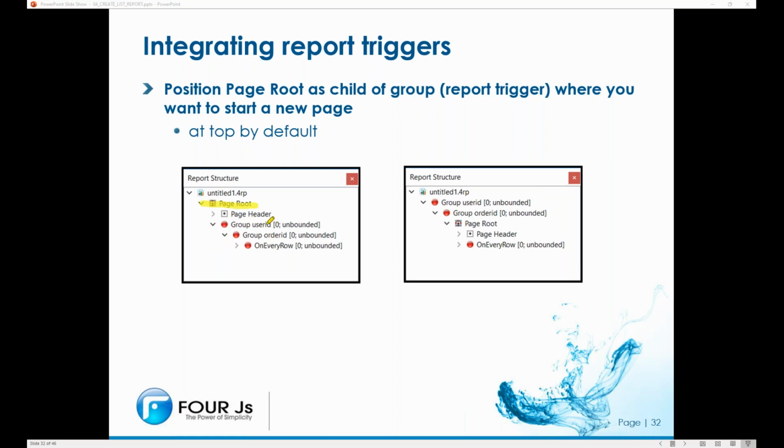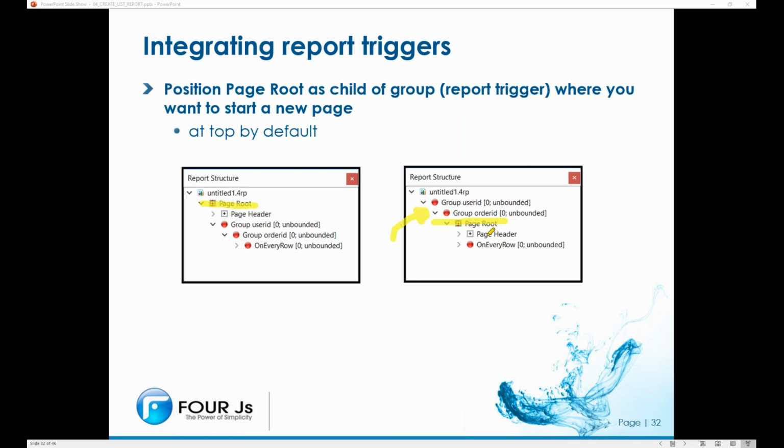Based upon the triggers, it's just going to print out every row, and we saw that the user ID changed and it didn't force a page break. The order ID changed, it didn't force a page break. If you wanted to force a page break between different orders, for example, you put that page route as a child of that order ID trigger. That's telling it, whenever the order ID changes, start a new page route on the next page of the report.